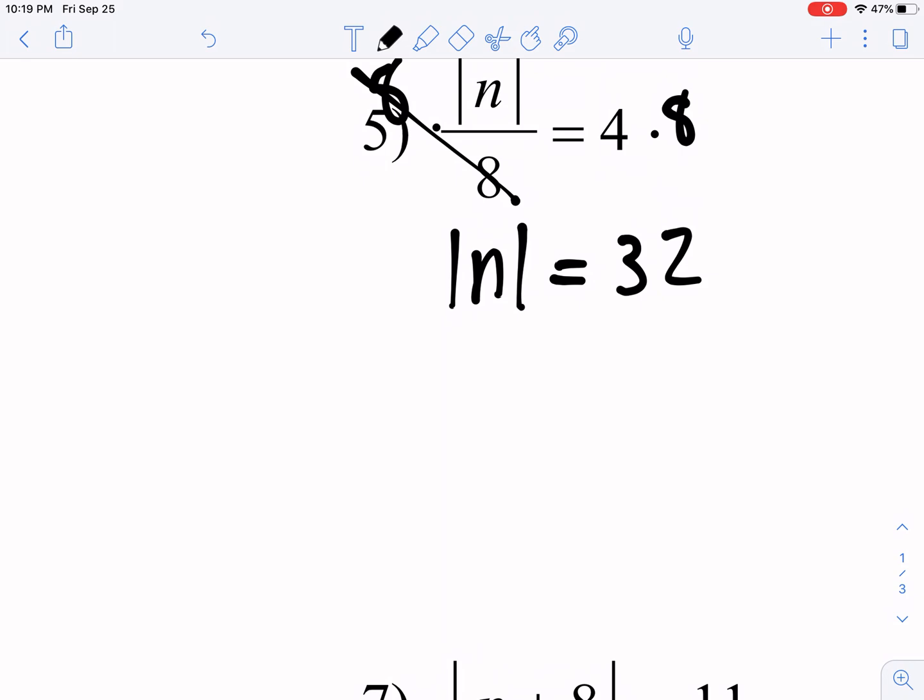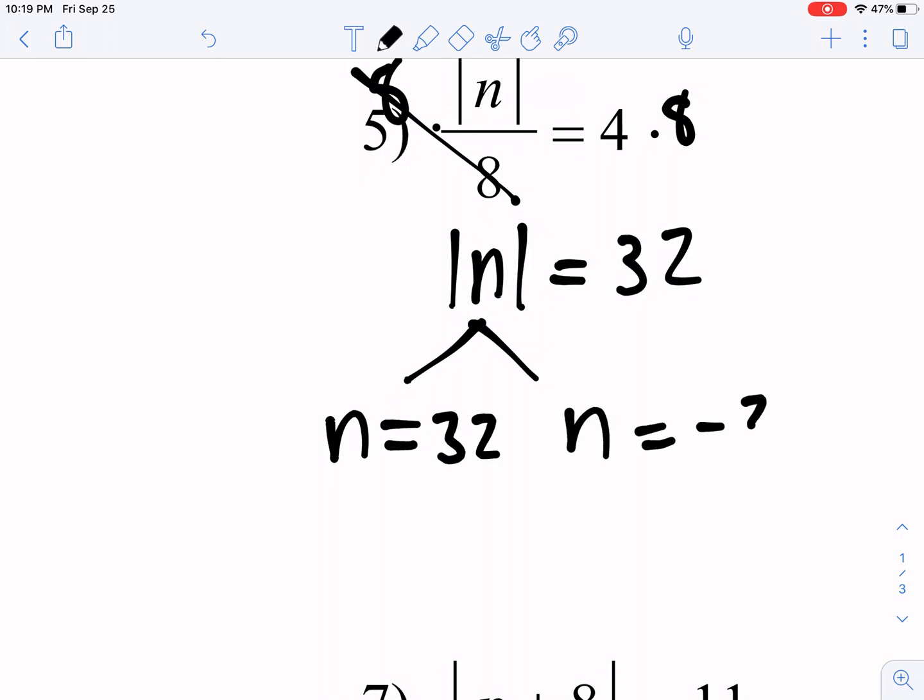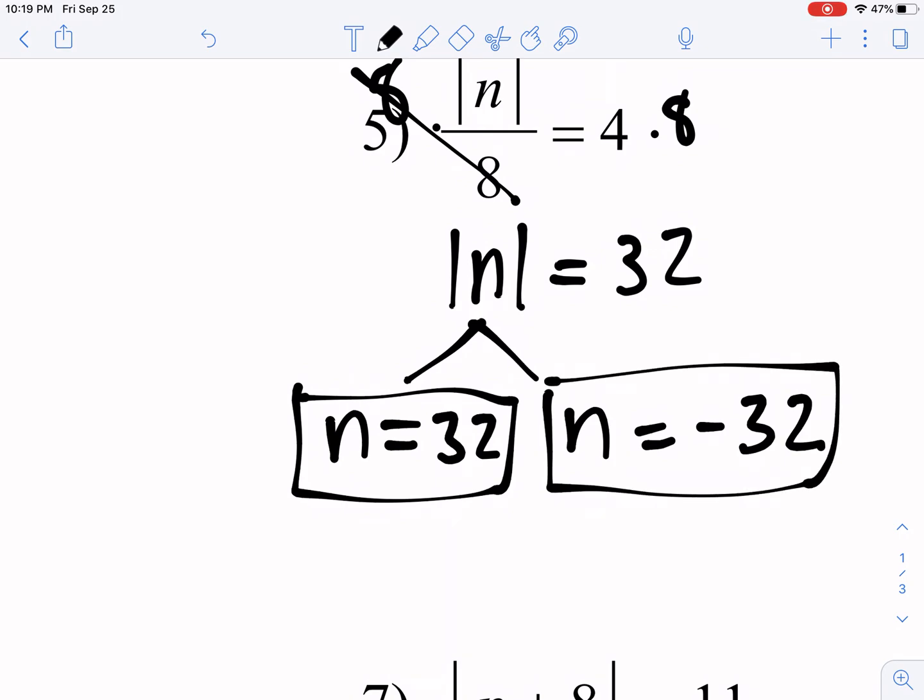Now, skip number 2 for now. Step number 3, set the inside expression equal to the positive 32 and set it equal to the negative 32. Now, is there anything to solve here? No. So we're good there. These are my answers. Okay?